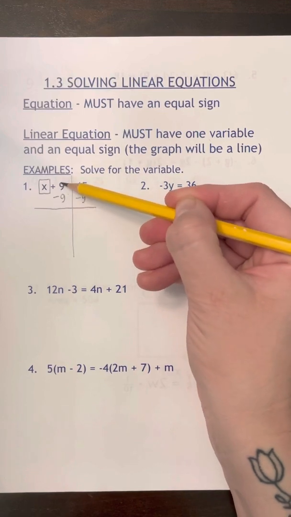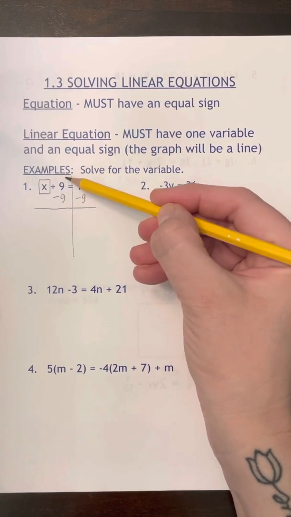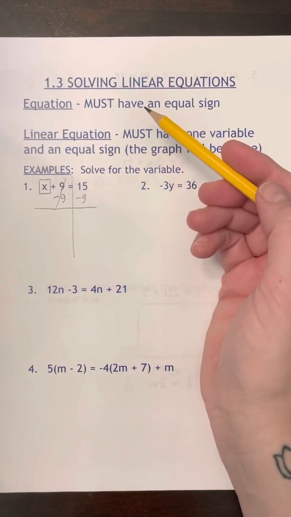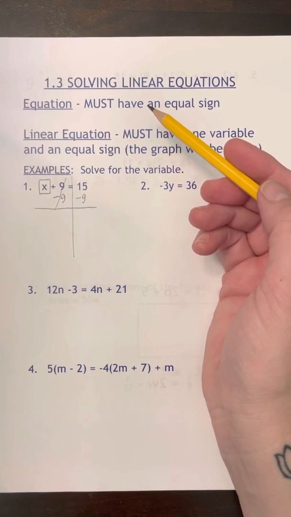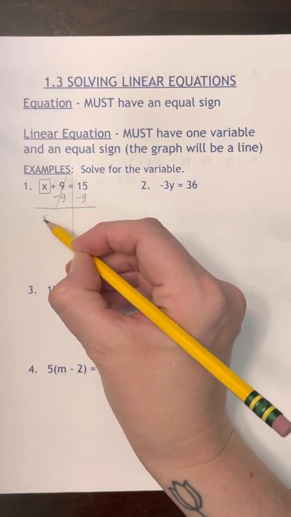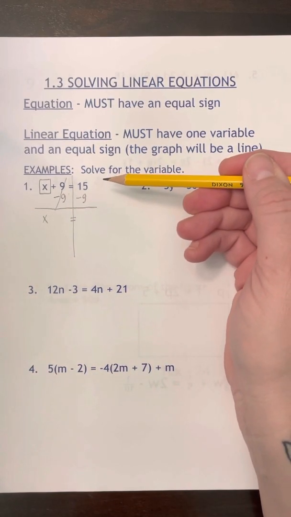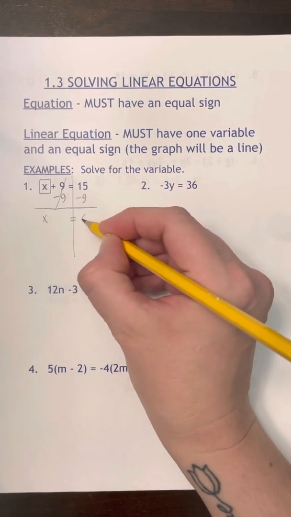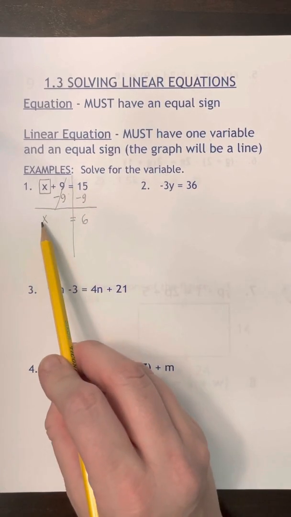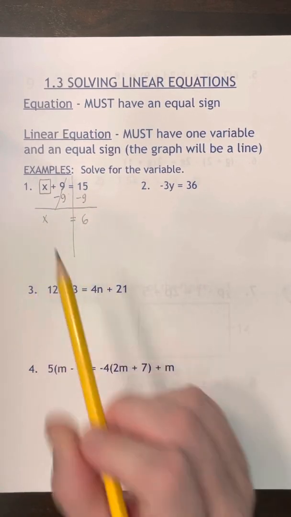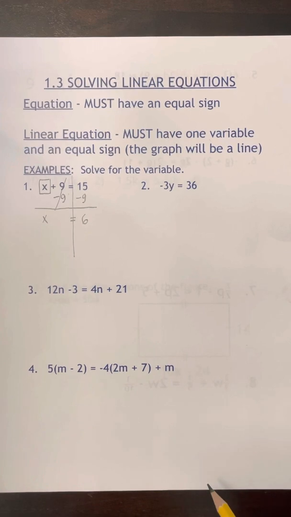Over here on the left, this plus 9 and this minus 9, they cancel each other out. Remember, I called those inverse operations. I bring the x down. I bring the equal sign down. And then over here on the right side, 15 minus 9 is 6. And x is by itself, and that's how I know I'm done. x equals 6 is our solution.